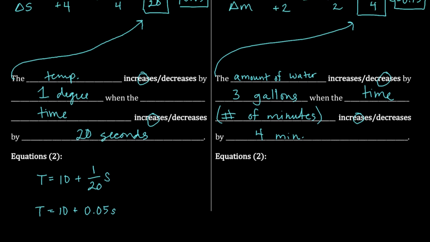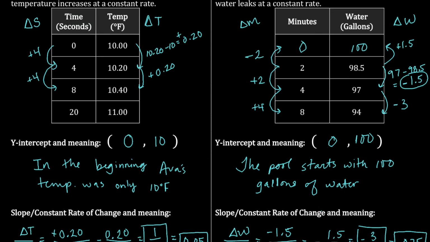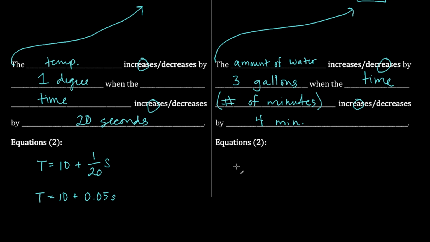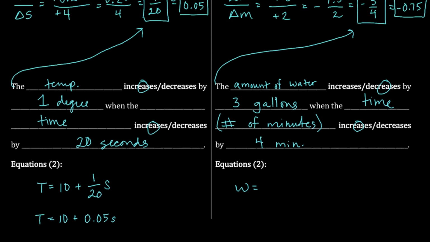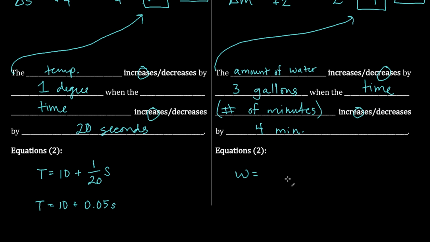So ultimately, our dependent variable, we care about the amount of water, gallons. So the amount of water is equal to 100 gallons minus 3/4 of 1 gallon every minute. So the water in the pool starts at 100 gallons and it decreases by 3/4 of a gallon every minute. Or we could say that the water in the pool starts off at 100 gallons and it decreases by 75 hundredths of a gallon every minute. And that is it. Thank you.